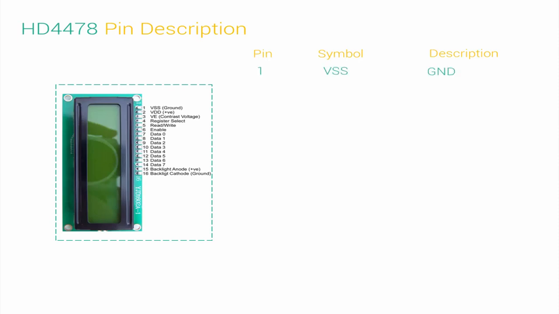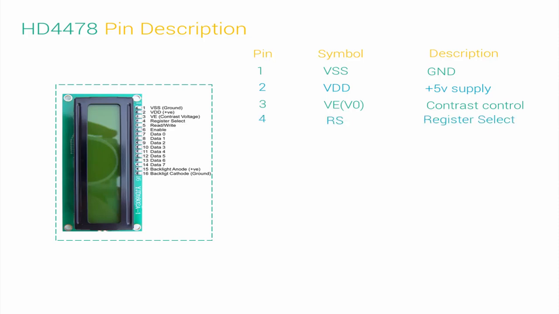Firstly, we have pin 1. Pin 1 has the symbol VSS, and this pin is the ground pin. Followed by pin 1 is VDD, pin 2, and this is the voltage supply for the LCD. After that, we have VE, and this is the contrast control pin. Remember, when you buy your LCD, you might see the symbol VE or V0. Some LCDs come with the inscription V0 for VE. They are the same pins, so do not worry. If you see V0 there, it's the contrast control pin.